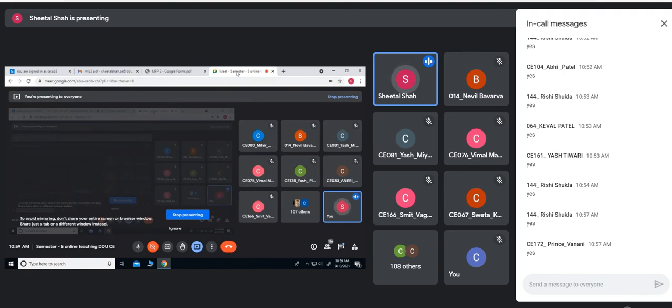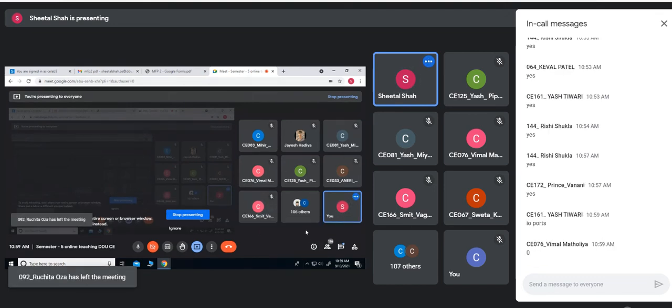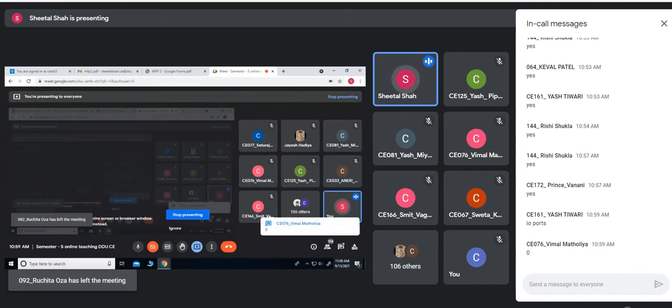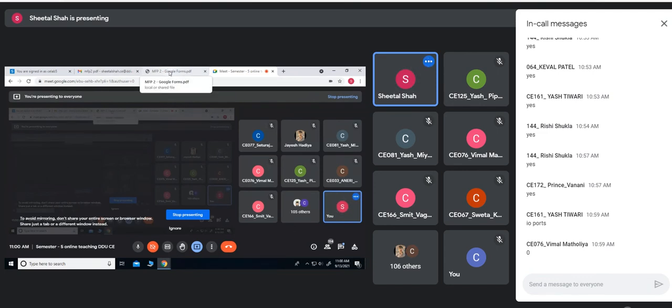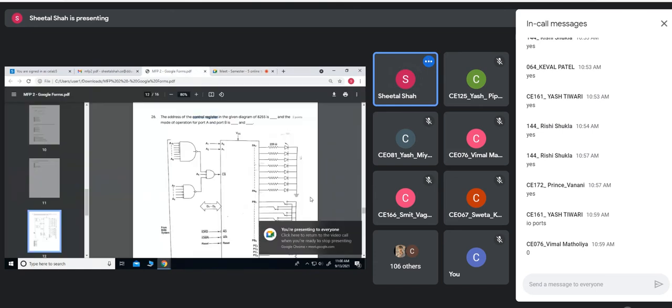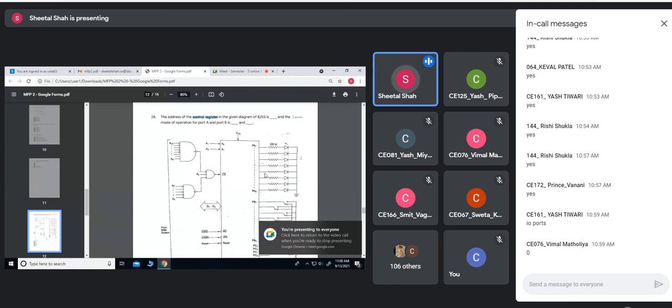What should be the port address? Sorry, not port address, mode of the port. IO port, that is fine. It should be in mode 0, because none of them are using the handshake signals. So port A as well as port B should be in mode 0, with port B in the input mode, whereas port A should be in the output mode.